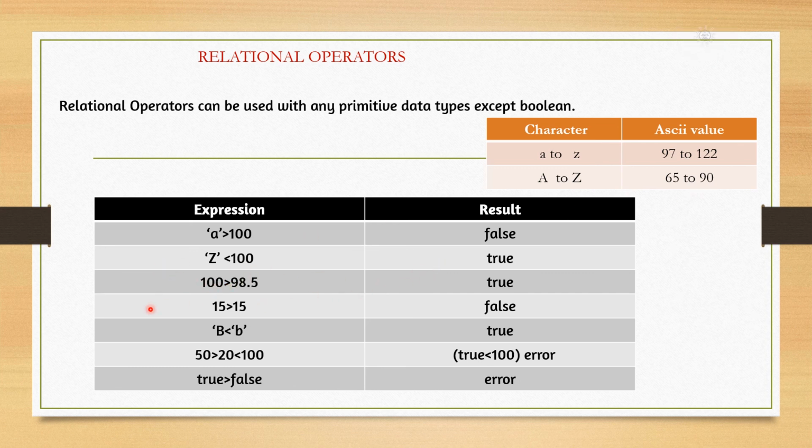It is true. 100 greater than 98.5: decimal numbers we are using. And 15 and 15 are the same, so it is not greater. ASCII codes of capital letters are less than ASCII codes of small letters, so it is true. A combination like this is okay in maths, but in computer we cannot say. And Boolean also we cannot use for a relational expression. So all these questions we have to study in detail.